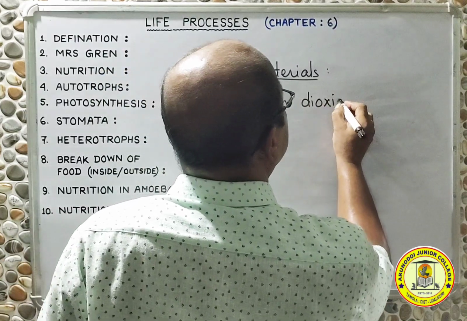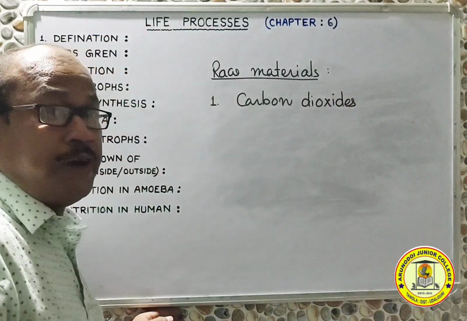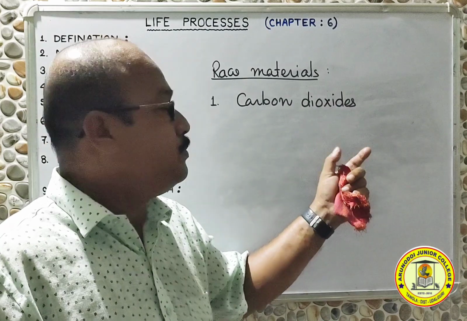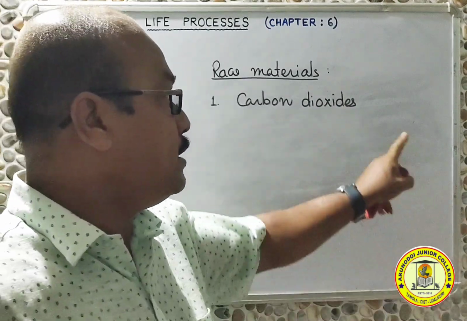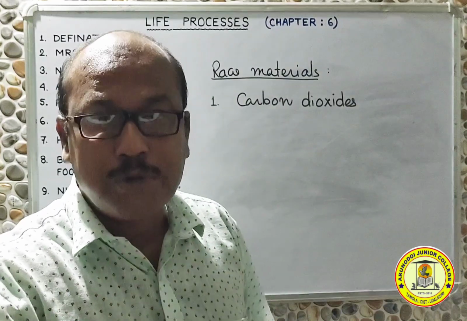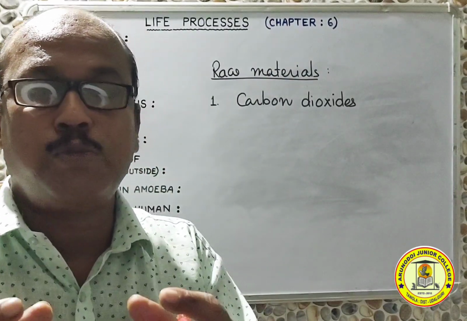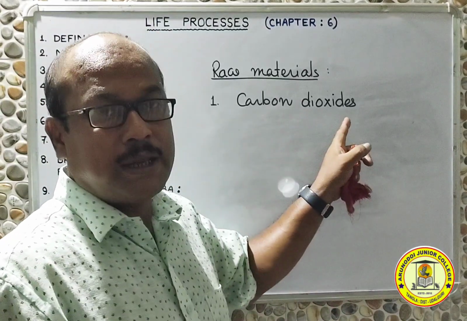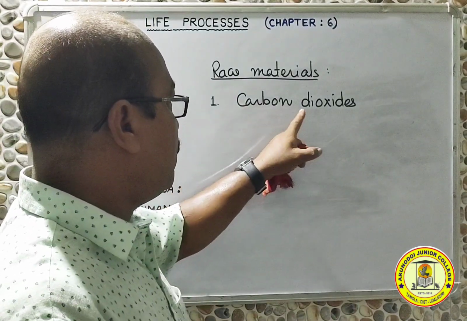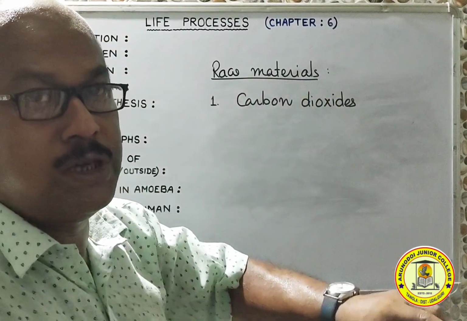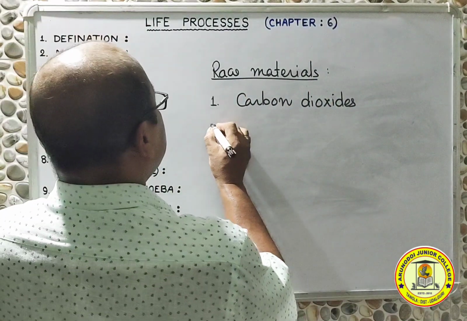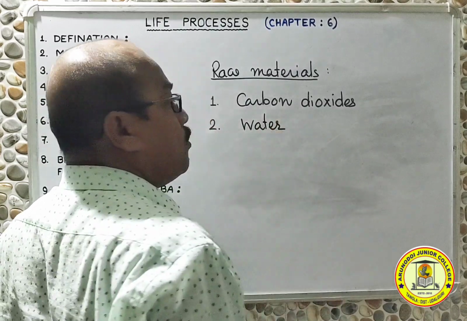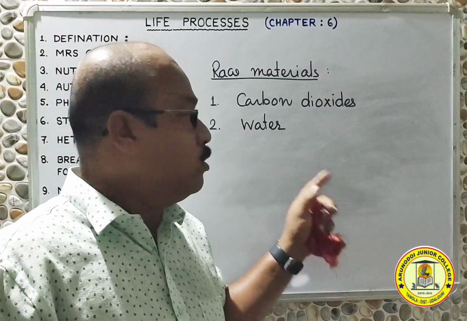Carbon dioxide is collected from the atmosphere. Whatever carbon dioxide gas is present in the atmosphere is absorbed by the green plants through the leaves, because in the leaf there are some small holes called stomata. We will come to the stomata later on. Through the stomata, carbon dioxide is absorbed. So carbon dioxide is the first raw material of photosynthesis. Second is water, which is absorbed from the soil by the roots.